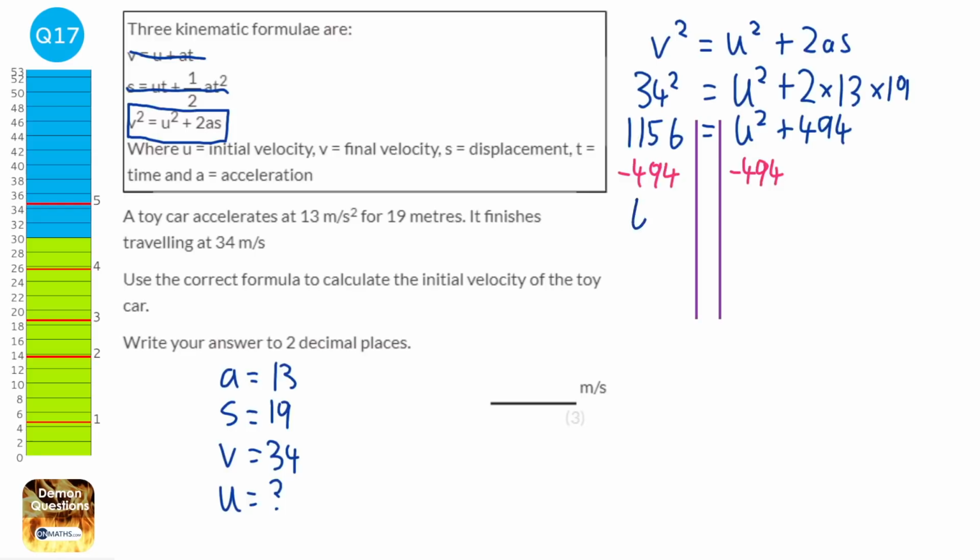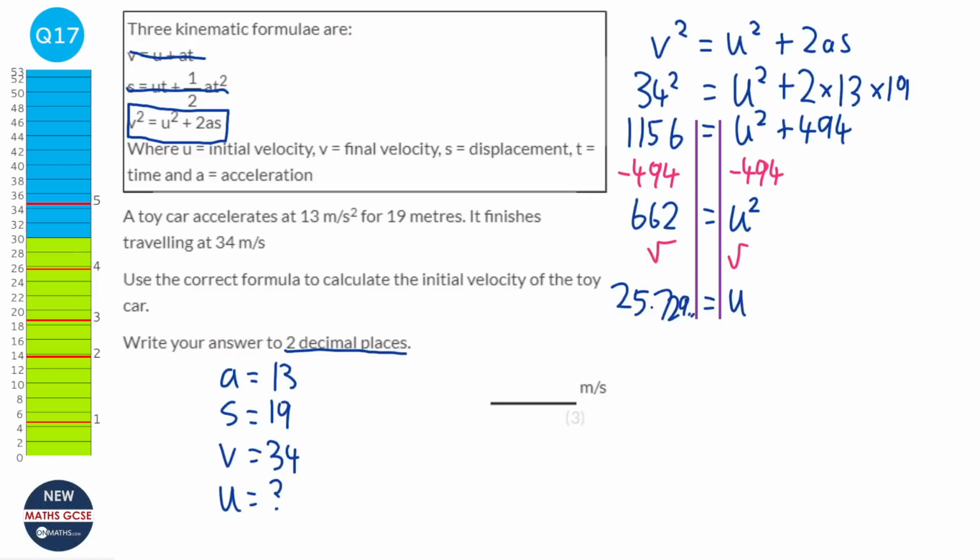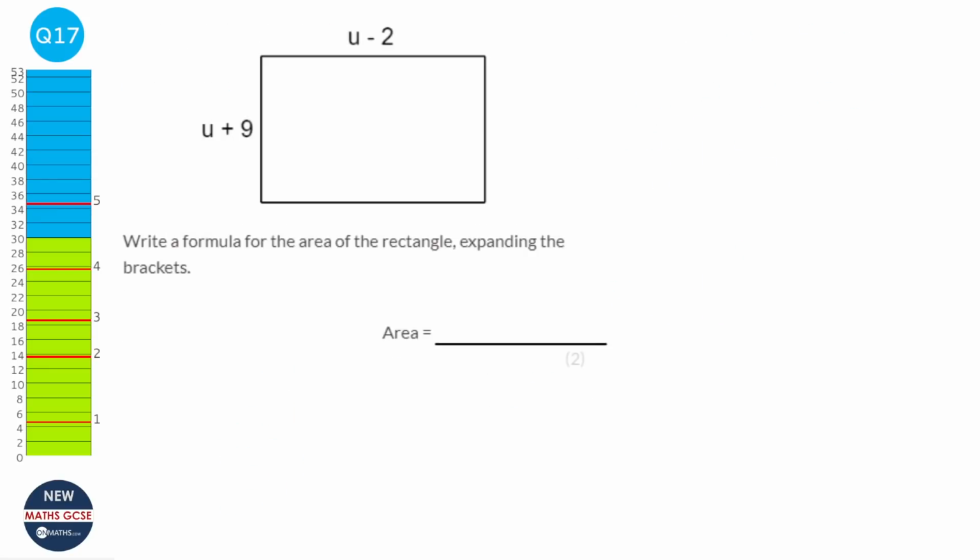And so we're left with 662 equals U squared. Then we're just going to square root both sides. And so square root of that is going to be 25.729 and so on. It says it wants it to 2 decimal places, so it's going to be 25.73.